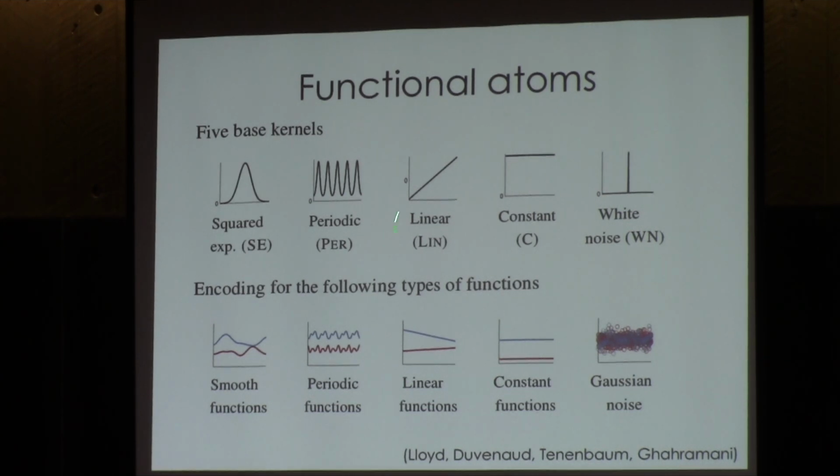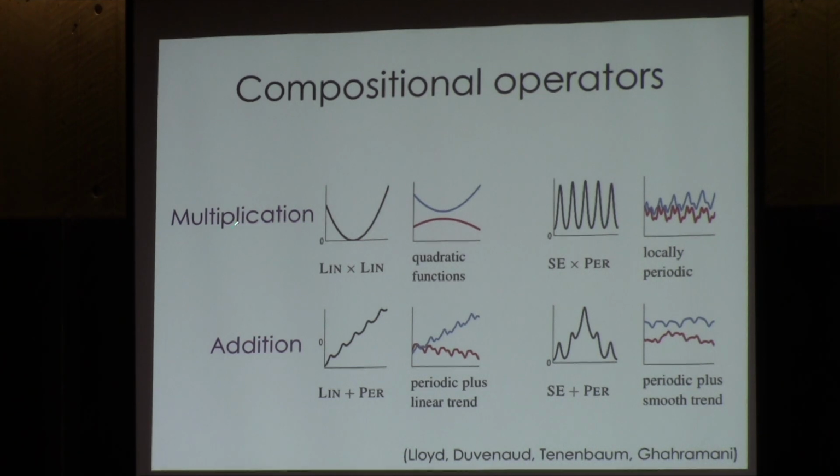If you have a linear kernel, you'll get linear functions. A constant kernel will produce constant functions. And you can also have a white noise kernel that will produce functions that are just white noise. Okay? So these are our basic functional atoms. And then we're going to define two composition operators, multiplication and addition.